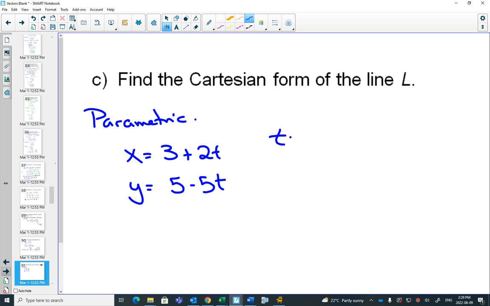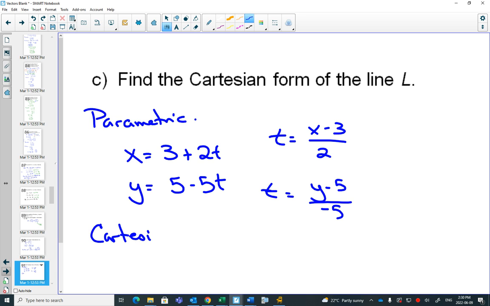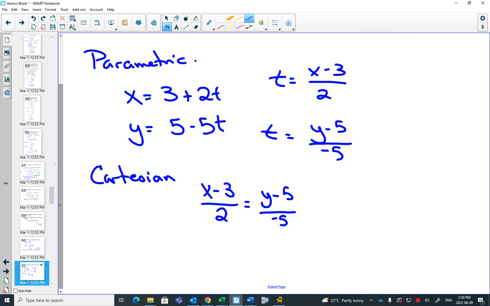Both of these you could solve for t. First one would be x minus 3 all divided by 2, and the second one would be y minus 5 divided by negative 5. So then for our Cartesian, we have t equal to both fractions. We can just equate them. And then here, if you multiply both sides by negative 5 and multiply both sides by 2, you will get negative 5x plus 15 equals 2y minus 10.